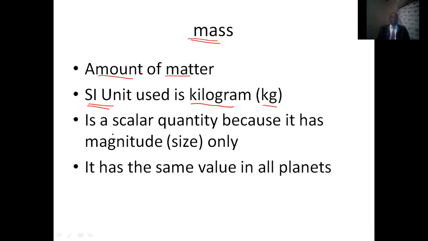Well, mass is a scalar quantity because it is only measured using the magnitude, which is also known as the size. It has the same value in all locations because it's merely a quantity of matter.